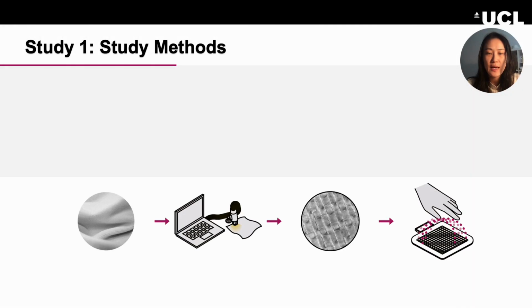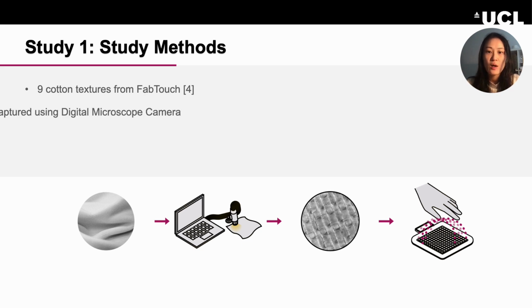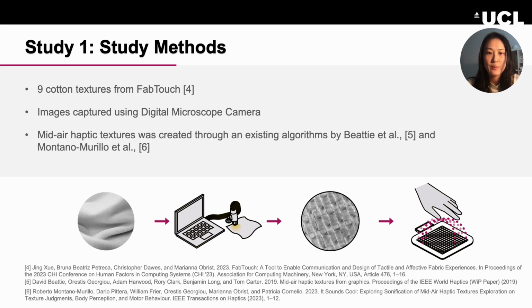To create the media haptic fabrics, we used 9 cotton textures, which were demonstrated to cover a wide range of textures in a previous study. We captured close-up images using a digital microscope camera, then used the gradient of the power spectrum density function to compute the microscale roughness from the displacement map, then combined it with displacement map values to calculate the macroscale roughness.